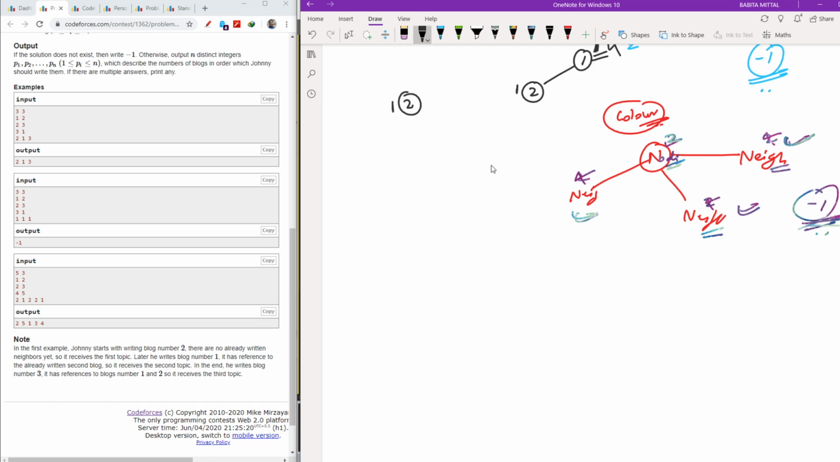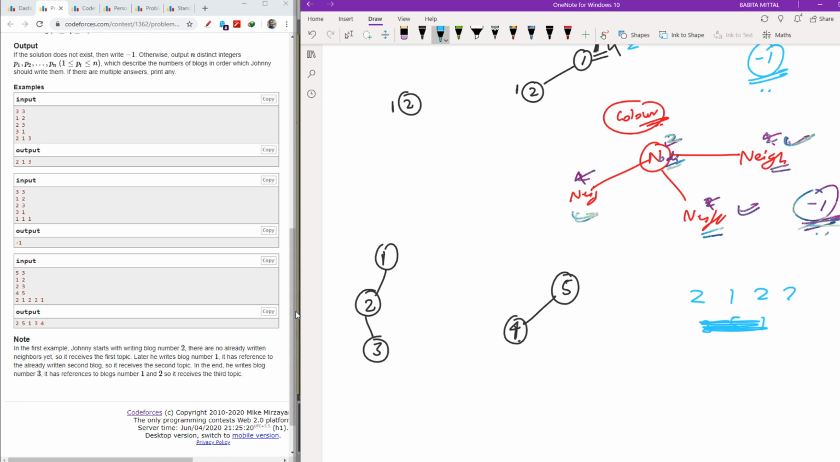Suppose let's see the next case, which was 1. It is connected with 2, it is connected with 3, then I have 4, it's connected to 5. So now let's mark. So it was 2 1 2 2 1. So for the node 1 it was 2, for the node 2 it was 1, for the node 3 it was 2, for the node 4 it was 2, for the node 5 it was 1.